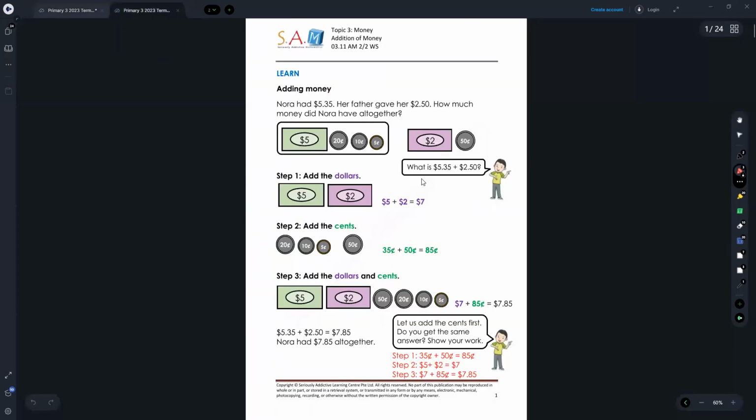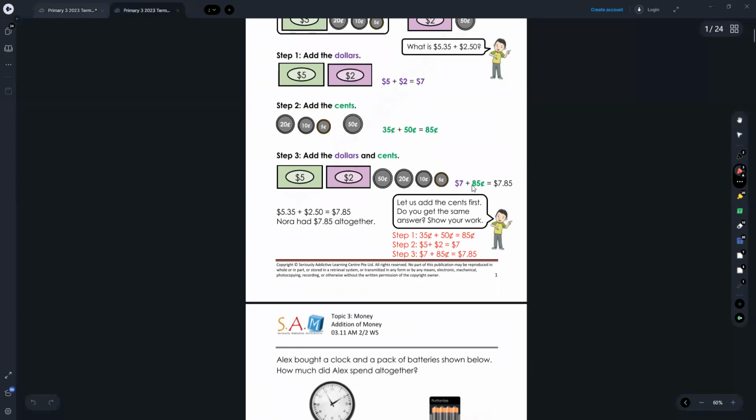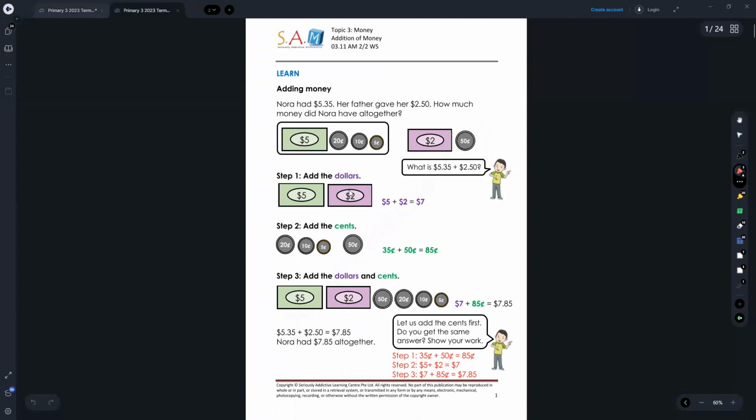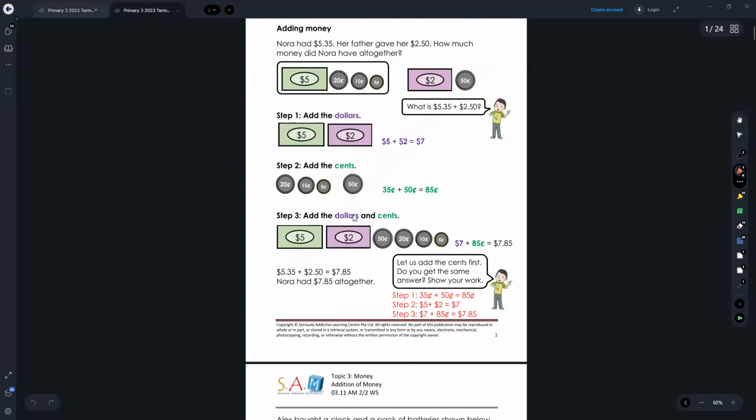It's like using the algorithm way, right? Adding money. So here, this method is just counting forward, right? $5 comes from the biggest denomination first, right? $5. And then $2. Oh, sorry. So this one, no, I beg your pardon. So this one is to add the dollars, add the cents, right? And add dollars and cents, right? This is without regrouping. Okay.